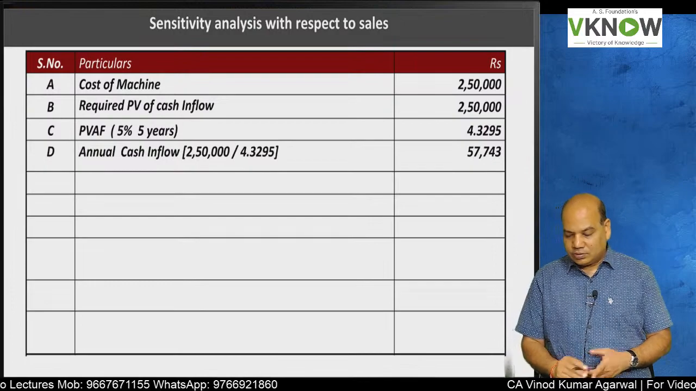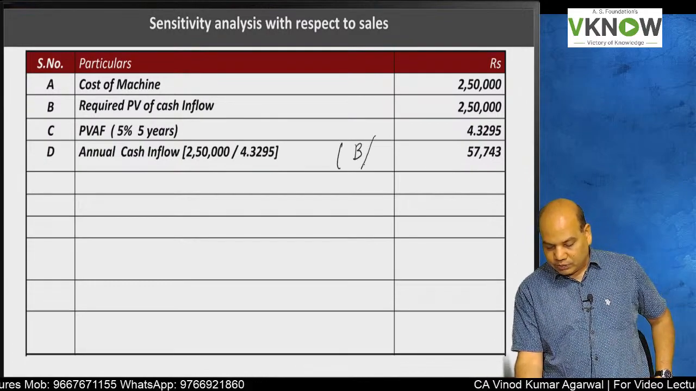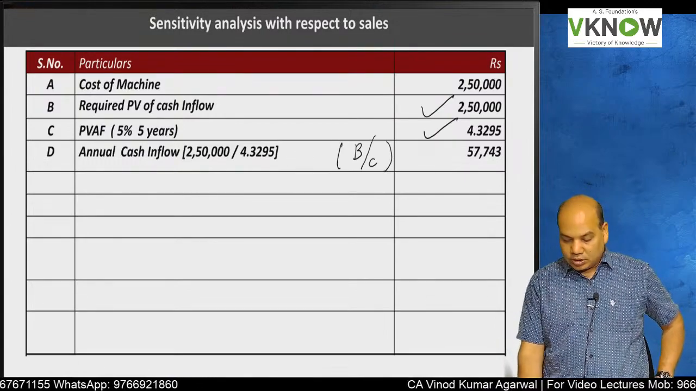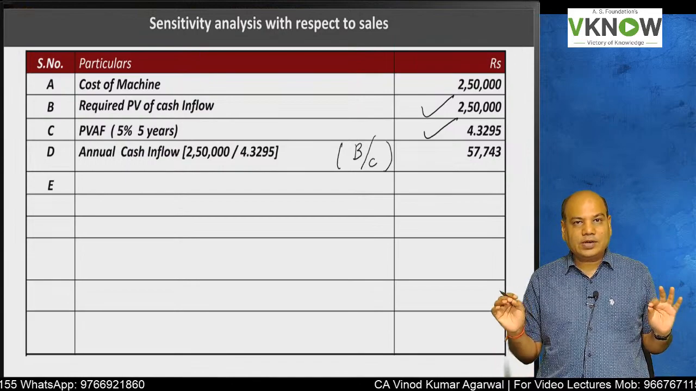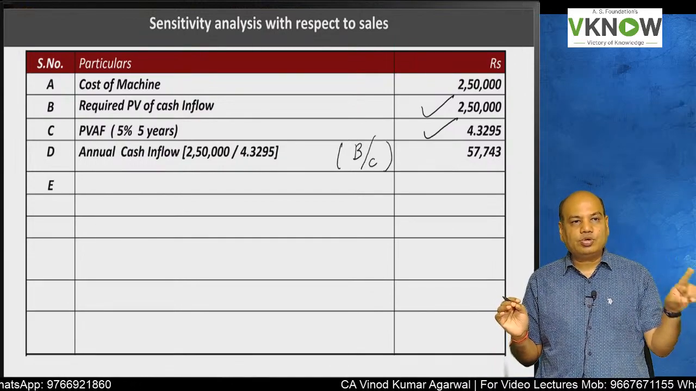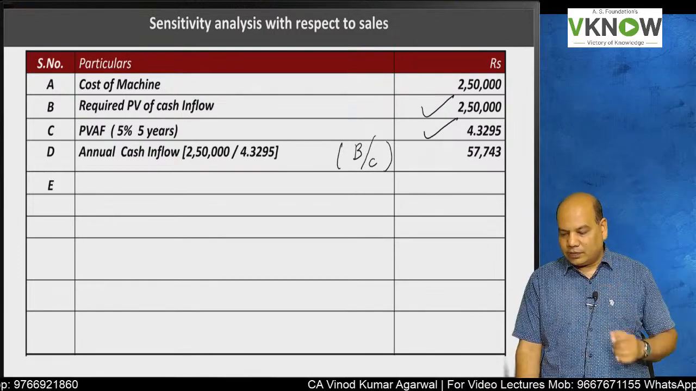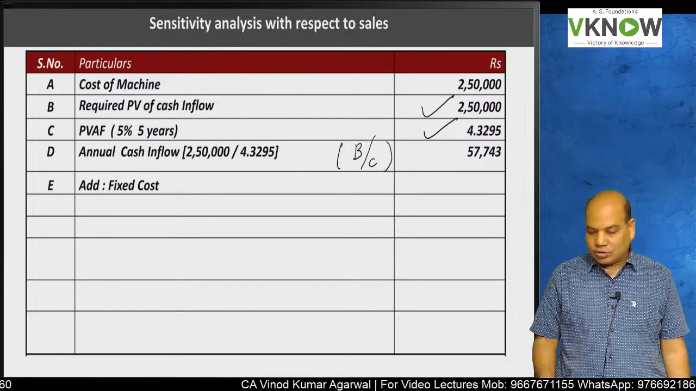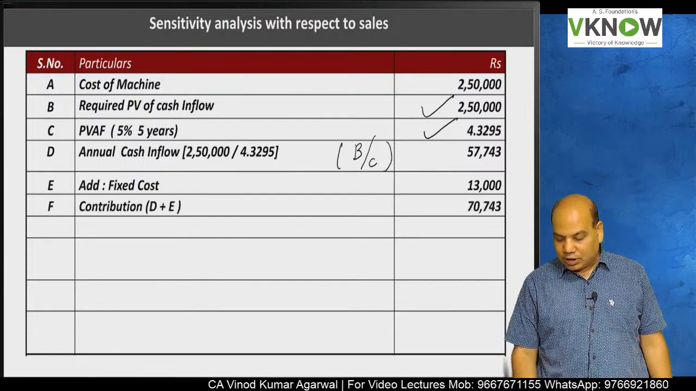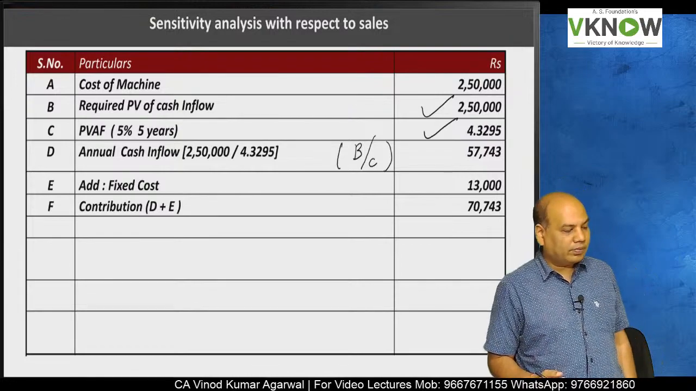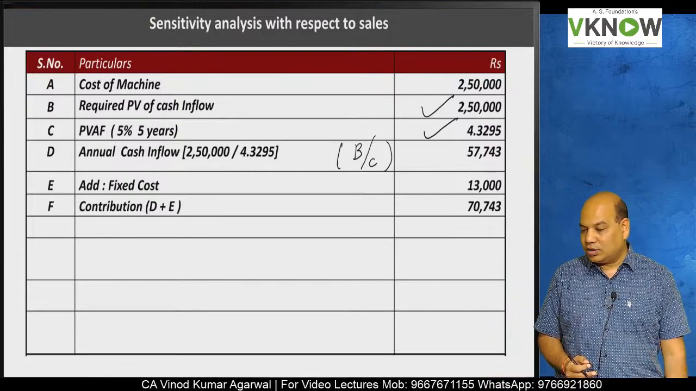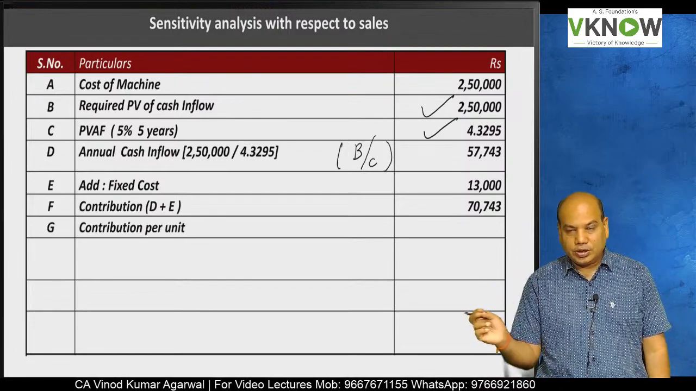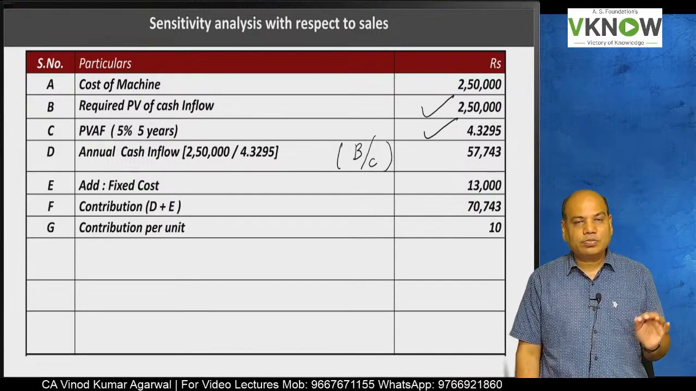Therefore annual cash inflow required is B divided by C. You can just write B divided by C. 57,743. Annual cash inflow is arrived at by calculating contribution minus relevant fixed cost. So if I add back that fixed cost of 13,000, I will get annual contribution required, which is 70,743.